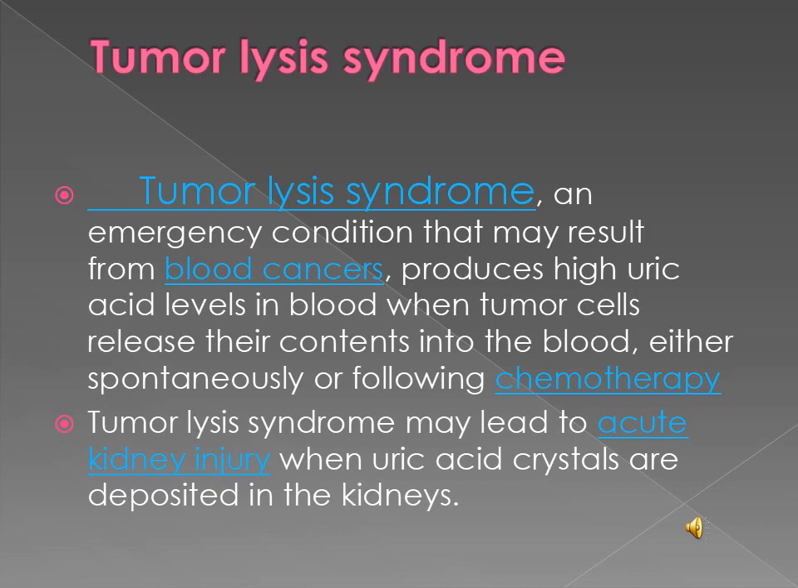Excessive proliferation of cells means more cells are produced in tumors. More cells means more DNA and more RNA. The cell turnover will occur, which leads to excess purines. These excess purines are catabolized to form uric acid. These conditions occur in blood cancer and also following chemotherapy. Tumor lysis syndrome may lead to acute kidney injury when uric acid crystals are deposited in the kidney. More uric acid is produced and more is deposited in the kidneys, producing acute kidney injury.